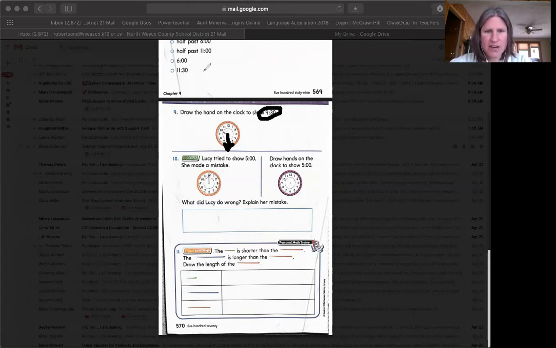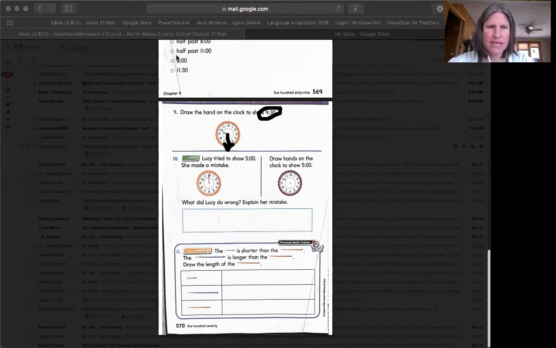Okay, next one. Lucy tried to show 5 o'clock. She made a mistake. Let's look at what she did here. She just tried to draw 5 o'clock, but I only see one hand, and it's pointing at the 12. So she needs the hour hand to point to the 5 o'clock, right? So she should have the shorter hand or the hour hand pointing at the 5. And then it says, what did Lucy do wrong? Explain her mistake.